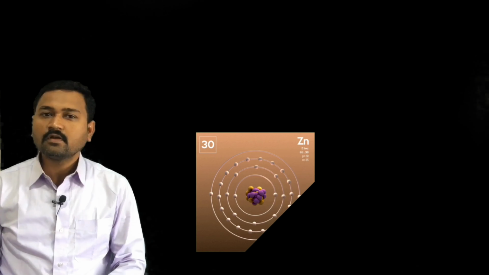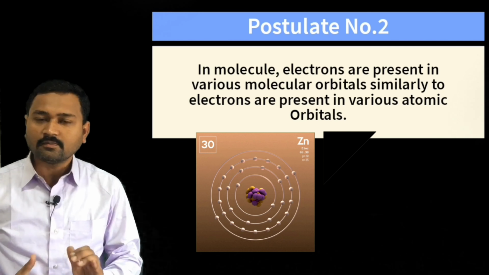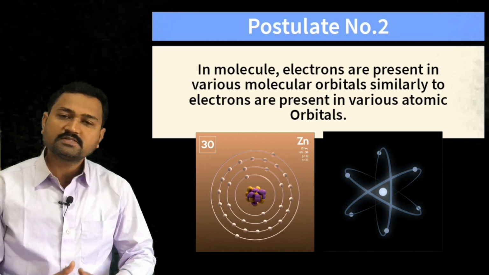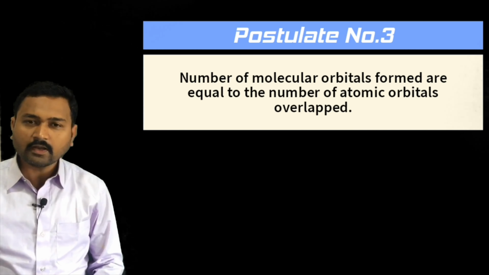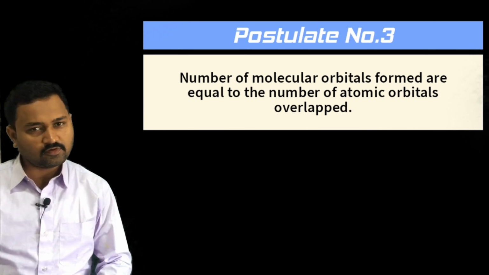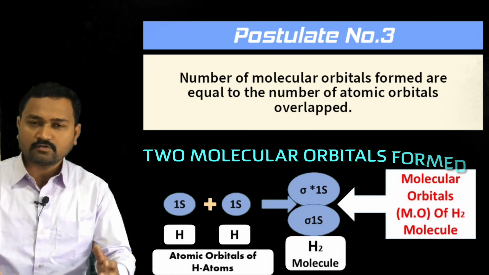Now let us know about the second postulate. In a molecule, the electrons are present in the molecular orbitals, similar to the electrons present in the atomic orbitals in an atom. The third postulate: the number of molecular orbitals formed is equal to the number of atomic orbitals that overlap. Here I have taken the example of the hydrogen molecule.